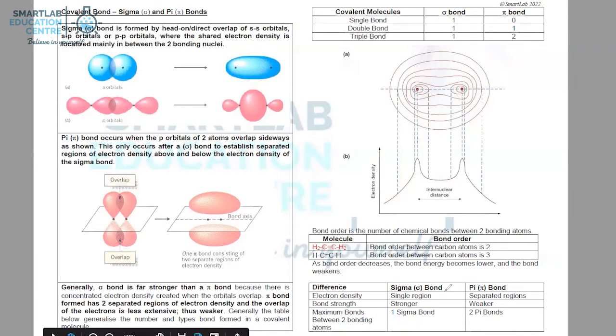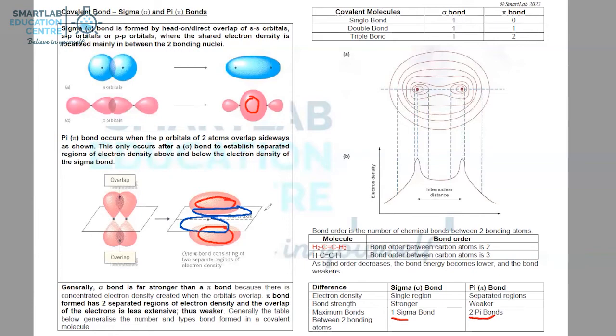The maximum number of sigma bonds that can be formed between two bonding atoms is just one, because there is only a single shared region between the two bonding nuclei. But for pi bonds, you can have two, because you could have one set here and another set on these flanks. Later, we'll look at the example of nitrogen to illustrate this point.